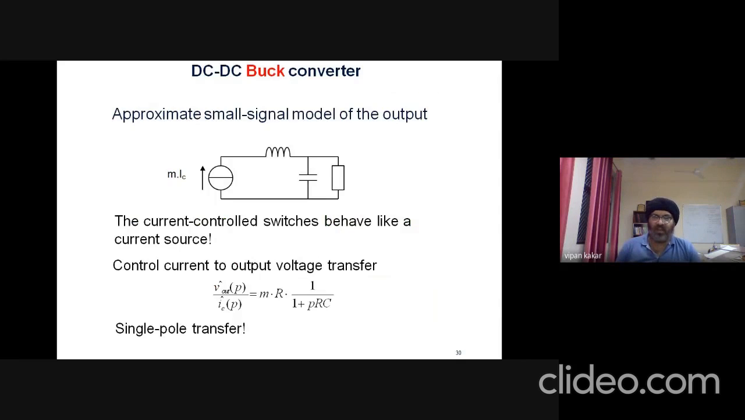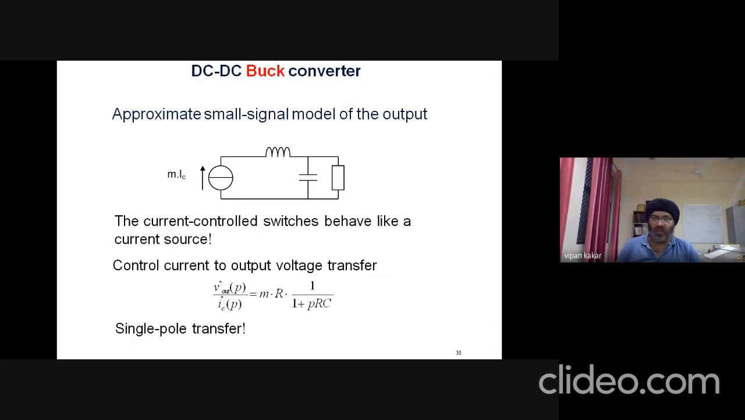So again, when we go for a small signal model for current mode control, the thing is that these current mode controlled switches normally behave like a current source. So we connect this current source in a circuit. This is the inductance, which is a coil, and a capacitor and a load. So now we are replacing the components from the previous circuit with a current source.